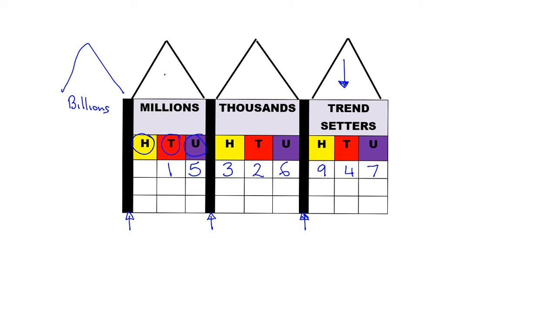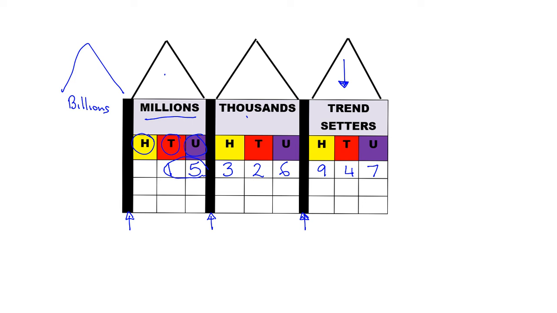So then we can read that number. And when we read it, we read the number in the house, which is 15, followed by the house name. So 15 million, the number in the house, 326,947. Let's do a second example. This one is 201 million.